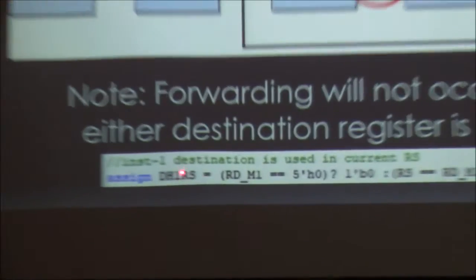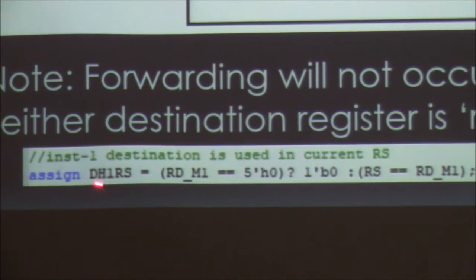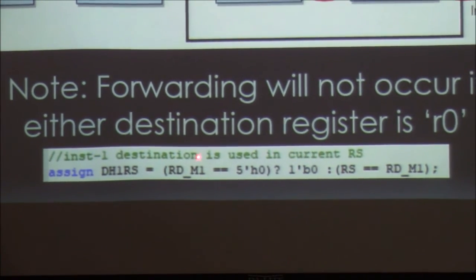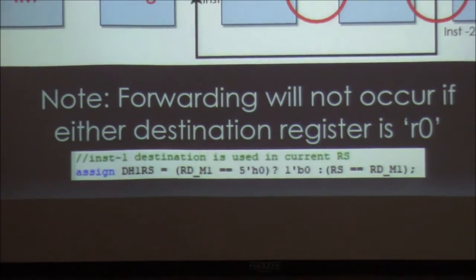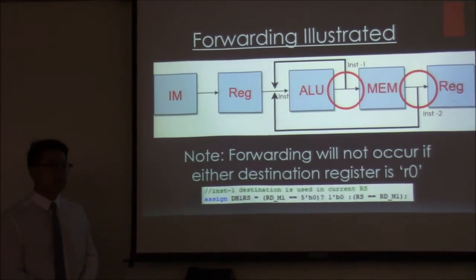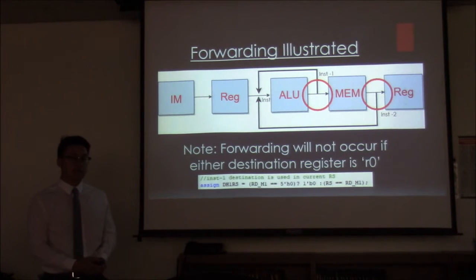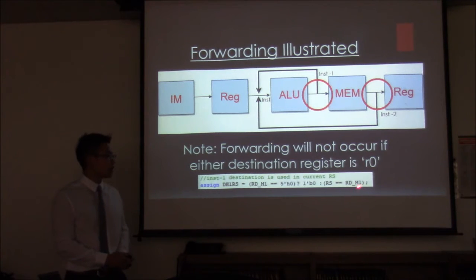If you can see here, DH1RS, data hazard 1 for RS, checks if the destination register is R0, and if it is, then we will not have a data hazard. Whereas if it wasn't, then it checks if the current RS is equal to the destination register of the prior instruction, which is why you see RDM1, which stands for minus 1.